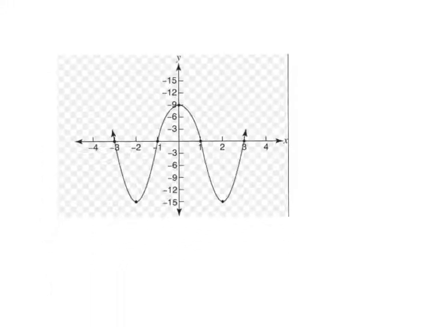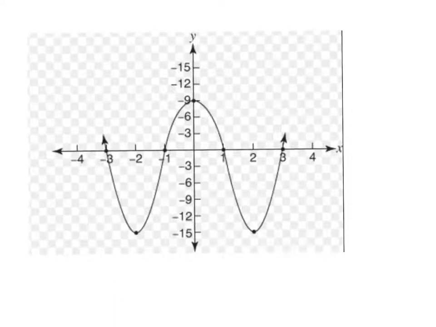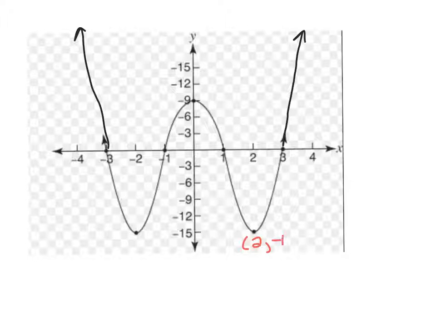All right, if we look at the example down here, we have similar kinds of things to do. The first thing I noticed about this graph is it has these arrows. So remember, this is going to keep going up forever on both sides. We'll just assume that happens. Again, I'm going to try to label some of these local max and local min. This one I'm going to assume is 2, negative 15. This one over here I'm going to say is negative 2, negative 15. And up here, it looks like the y-intercept is the local max at 0, positive 9.